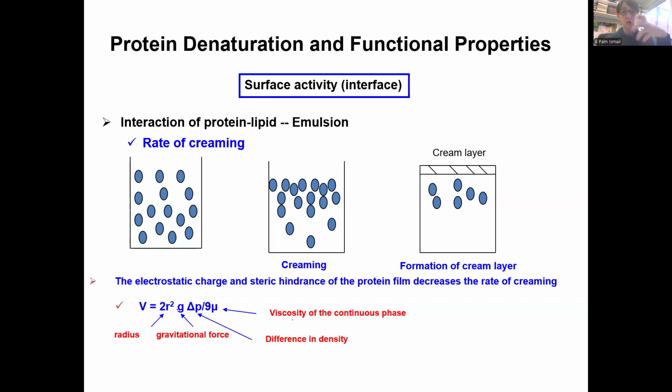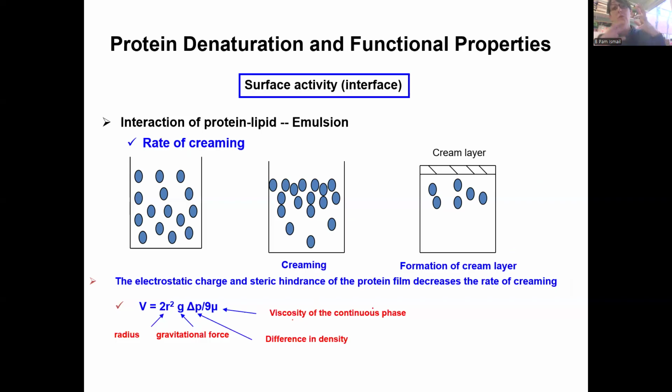So if you have larger radius, meaning bigger droplets, then the rate of separation is larger. If you have higher gravitational force, the rate of separation is high. If you have greater difference in density, you have higher rate of separation. Now the mu here is the viscosity of the continuous phase, and it's inversely proportional to the rate. So the higher the viscosity of the continuous phase, the lower the rate of separation.